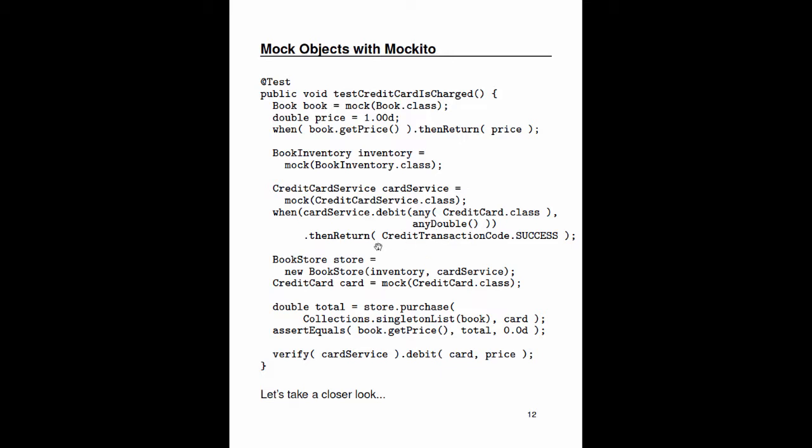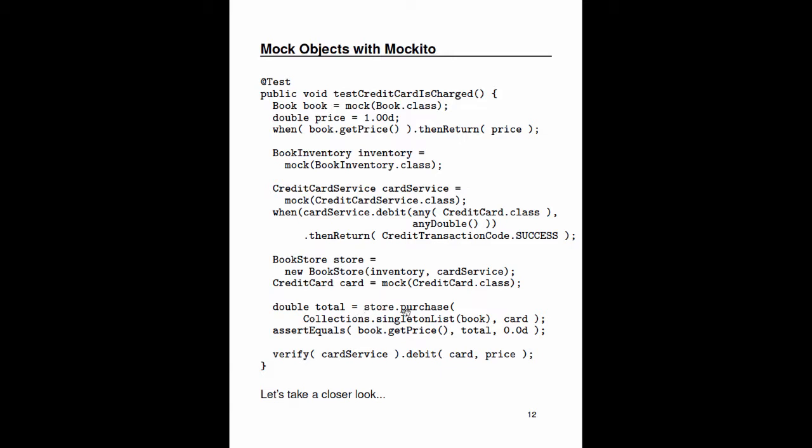method calls. Okay, so I've created my mock book inventory and my mock credit card service, and now let's create my real object. Now I'm creating real objects. I'm calling new instead of mock. So I'll say, okay, great, create me a new bookstore with that inventory and that credit card service. And oh yeah, by the way, I need a credit card. Make me a mock one of those too. I don't really care what that credit card is.